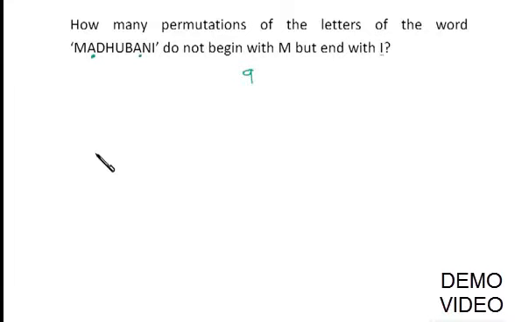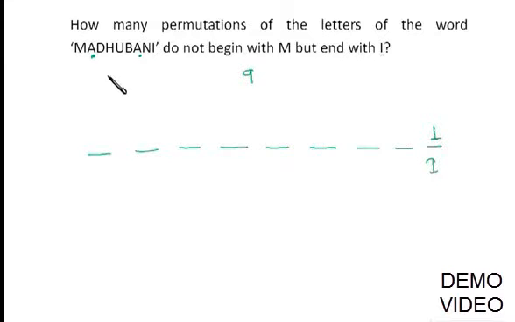So let's take 1, 2, 3, 4, 5, 6, 7, 8, 9. Now the last position is fixed for I, so we have just one choice over here. Now for the first position, M cannot come. So how many choices do we have now? Because one has already gone over here, and M cannot come, we are left with 7 choices.